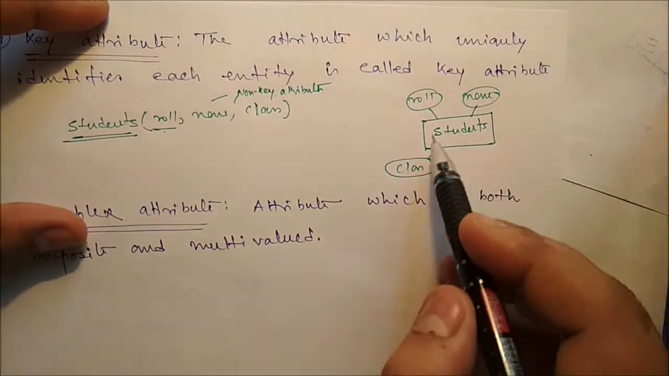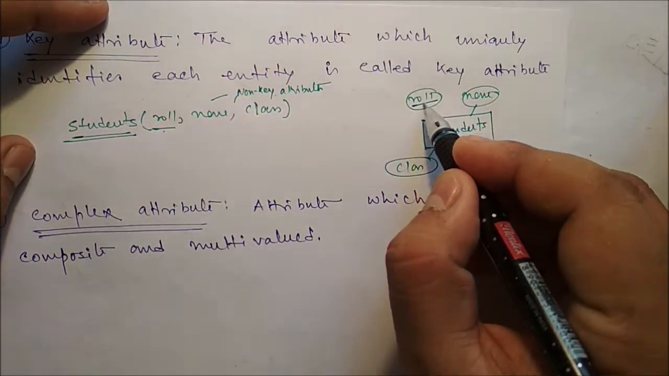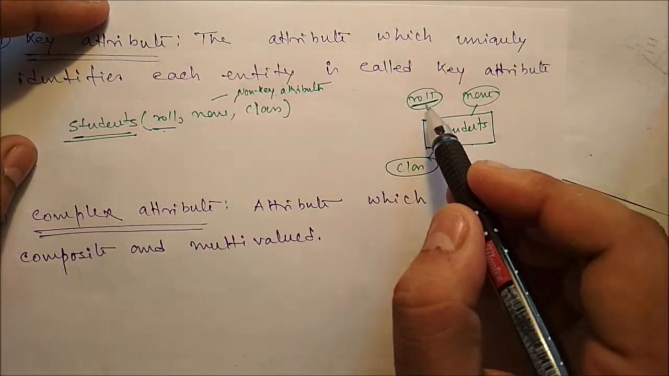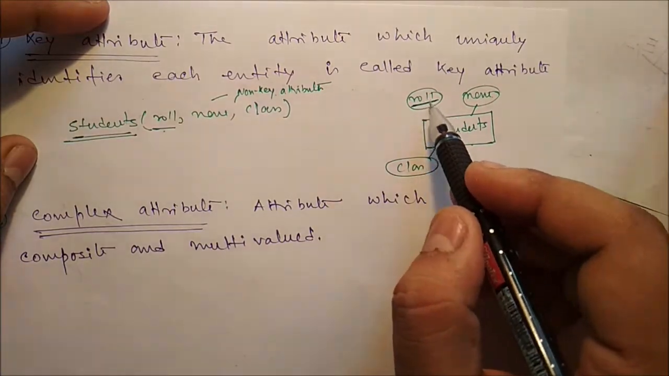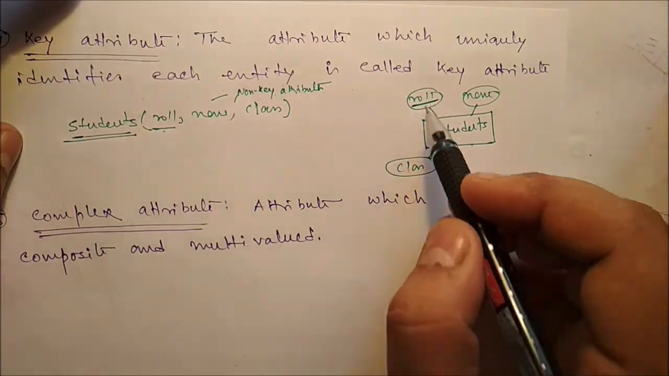So in student, three attributes are there: roll number, name, class. Roll number is the key attribute, and we represent it by underlining it, which shows that it is the key attribute.